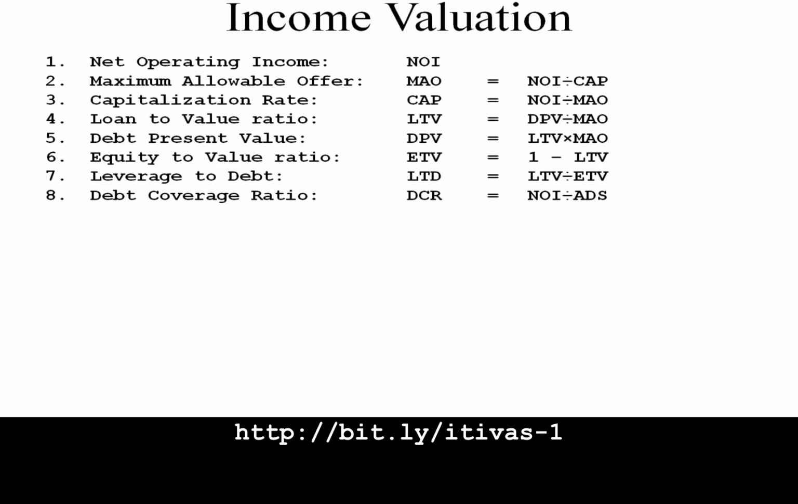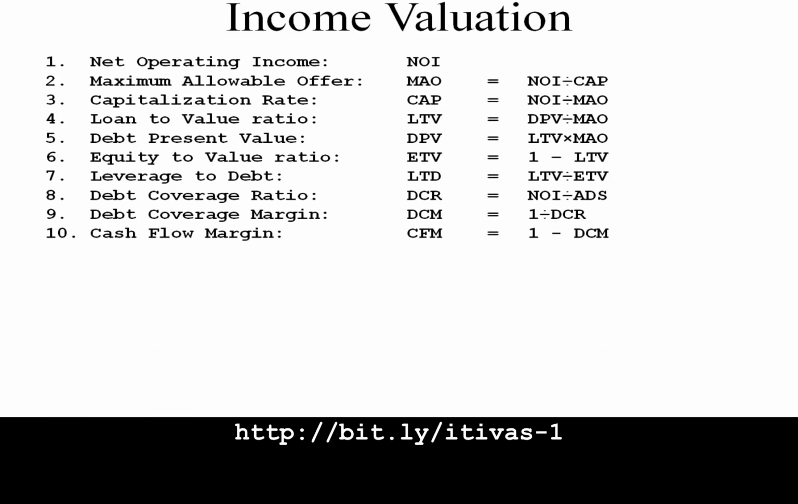Debt coverage ratio, DCR, equals net operating income divided by annual debt service. Debt coverage margin, DCM, is the reciprocal of debt coverage ratio. DCM equals 1 divided by DCR. Cash flow margin, CFM, is the complement of debt coverage margin, 1 minus DCM.